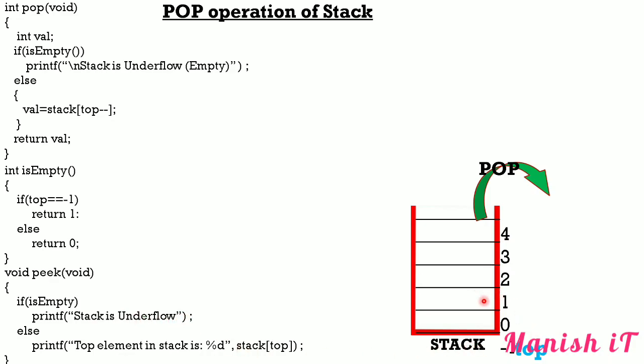Suppose top is pointing to the fifth location and the element here is 50, then it prints the top element of the stack is 50. Suppose top is pointed to the third location and here is 30, then it prints the top element of the stack is 30. So like this our peek function works, it is very easy.